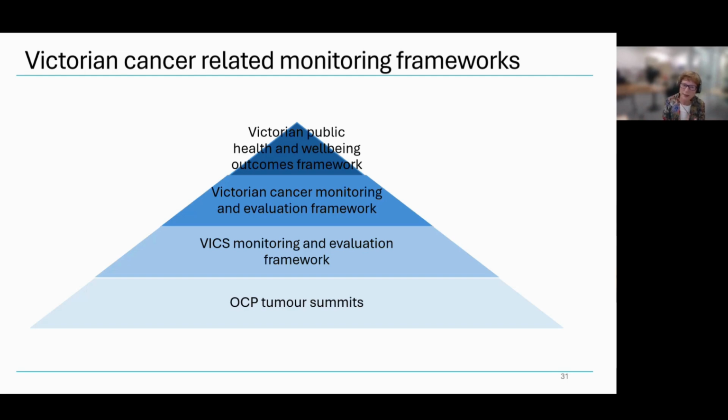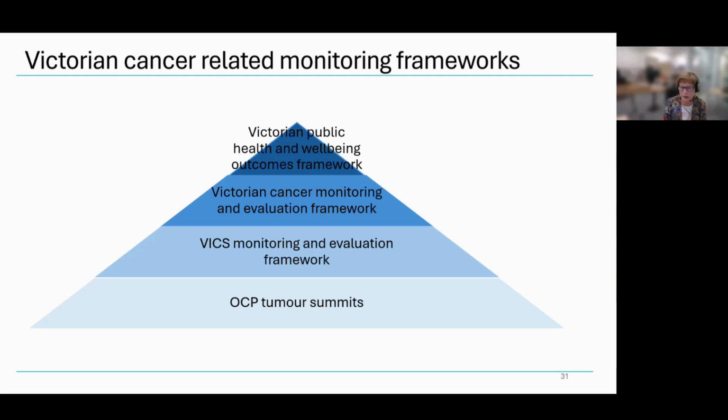So I'm going to talk about the Victorian cancer-related monitoring frameworks that we have and look at each of those in terms of what they contain, how they're reported, and the implications for the VICs. I'm going to start at the very pointy end, at the top of our triangle, which is the Victorian Public Health and Wellbeing Outcomes Framework, which is about the entirety that impacts public health and wellbeing for the entire population of Victoria. Again, that's a big light on the hill, some distance away.